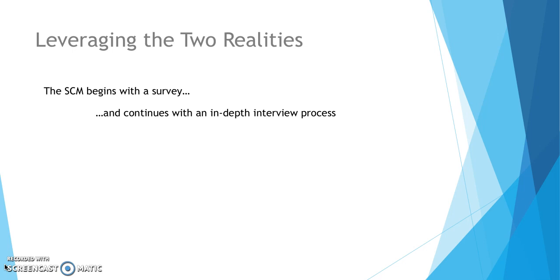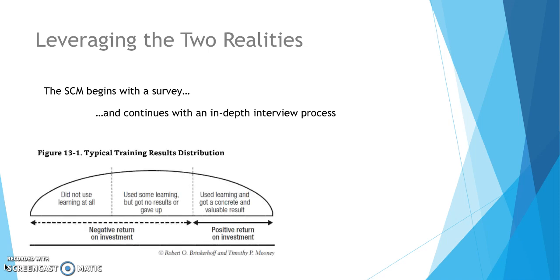So you definitely want to look at both of those things to figure out what went really well and what went wrong, and how we can adjust that. When we talk about these individuals, we can lump them into different categories: they did not use the learning at all, used some learning but got no results or entirely gave up, and then the little bit at the top that really got a great grasp of the new idea.